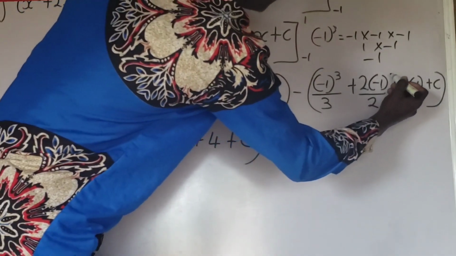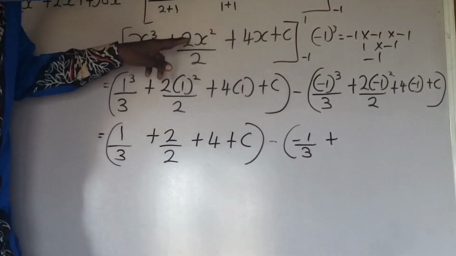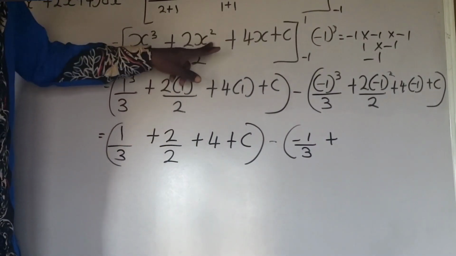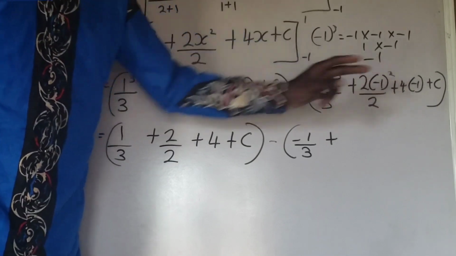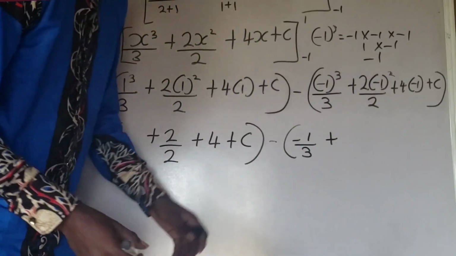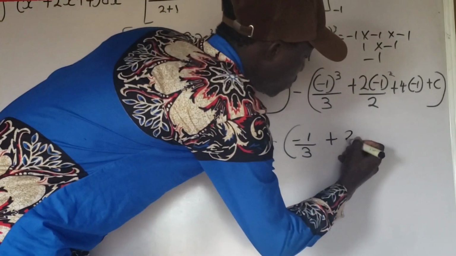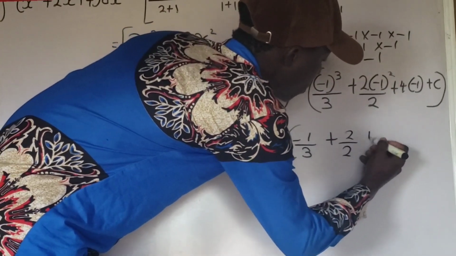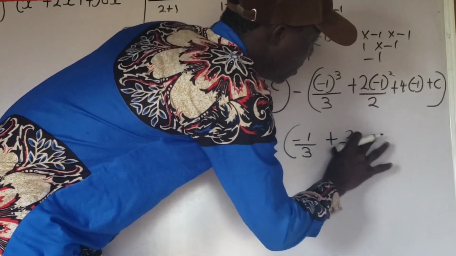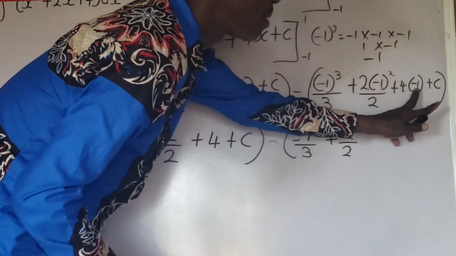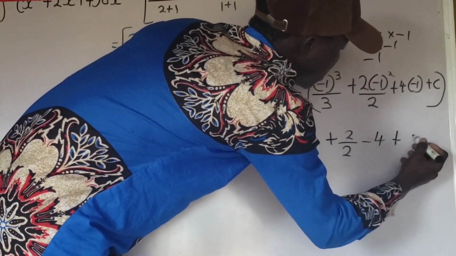Oh, there is a square here. You know, this is 2x squared. When x is negative 1, I'm supposed to put the square here. So negative 1 squared is 1, and 2 times 1 is 2. So I'm going to have 2 all over 2 plus 4 multiplied by negative 1, that is negative 4, plus c.